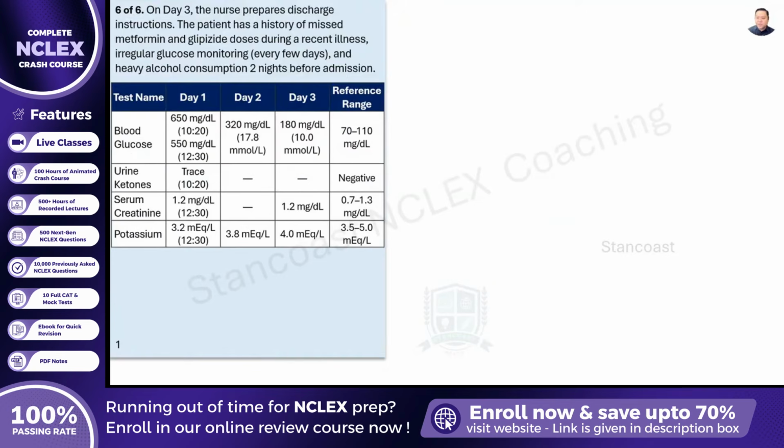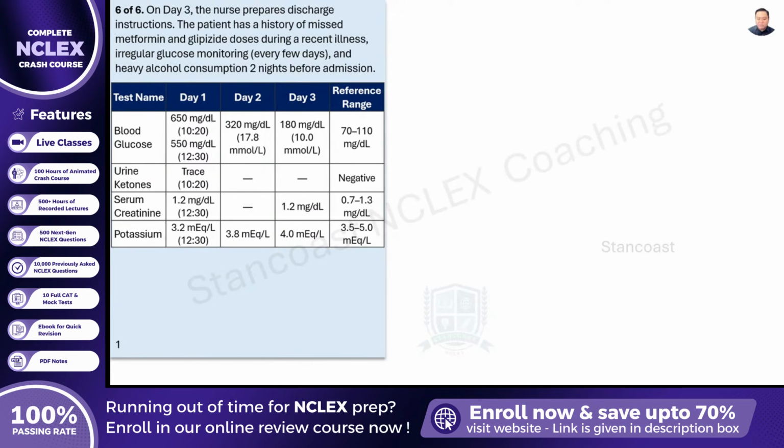Now, let's jump into the topic. It says, on day 3, the nurse prepares discharge instructions. The patient has a history of missed metformin and glipizide doses during a recent illness, irregular glucose monitoring every few days, and heavy alcohol consumption 2 nights before admission. So I want you to pay attention to the different tests obtained in the duration of day 1, 2, and 3. Upon arrival to the clinic, his blood sugar was 650 milligrams, and it went down to 550 when he arrived in the ED. And on day 3, the blood sugar went down to 180, and so forth.